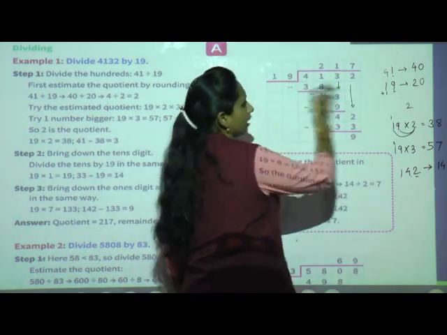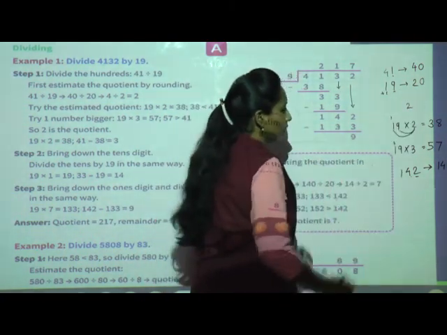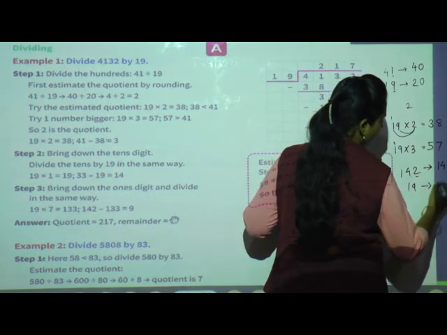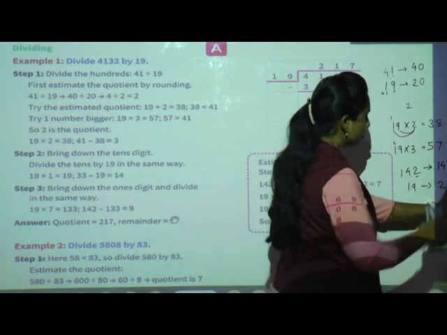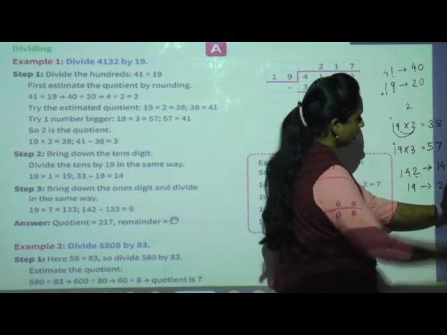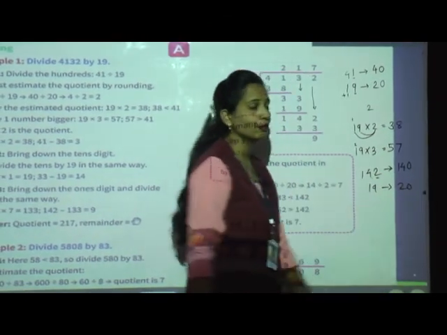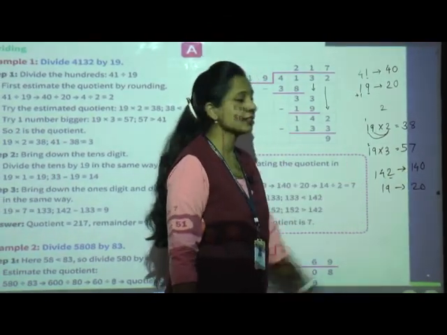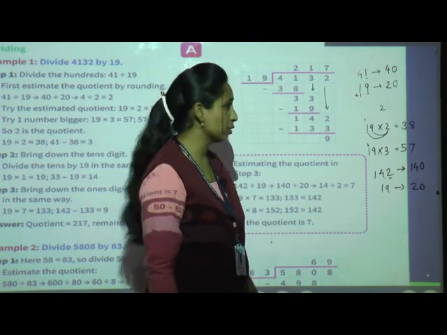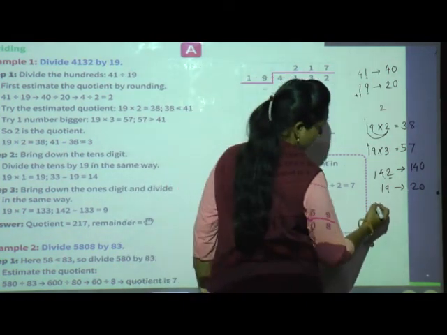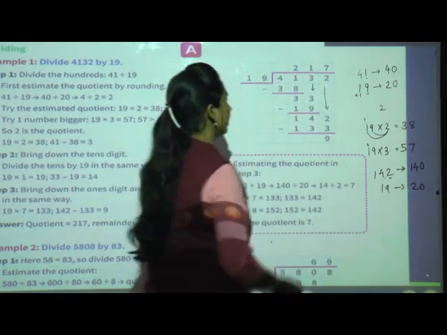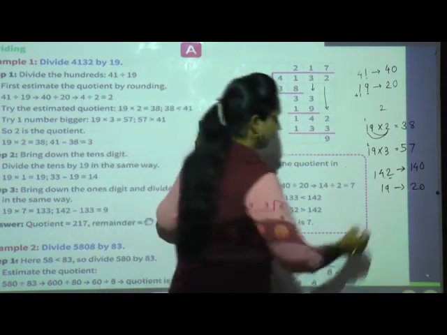Again same 19, already we have 20. Now 19's rounded number is 20. Now close these 2 zeros. What is remaining? 2 and 14. Now how many times 2 means 14? Yes, 2 7s are 14, isn't it? So what will we do? We will try with 7 with 19.